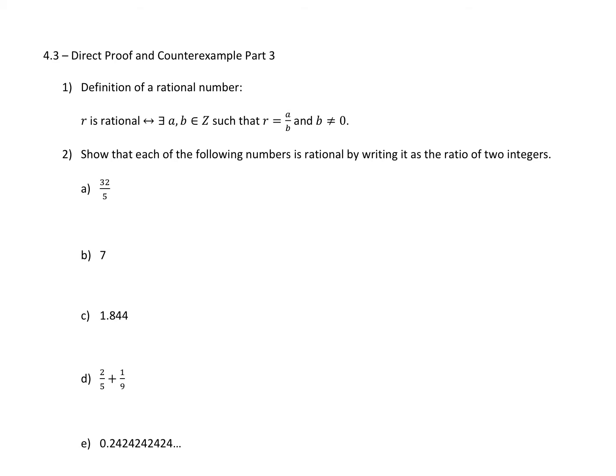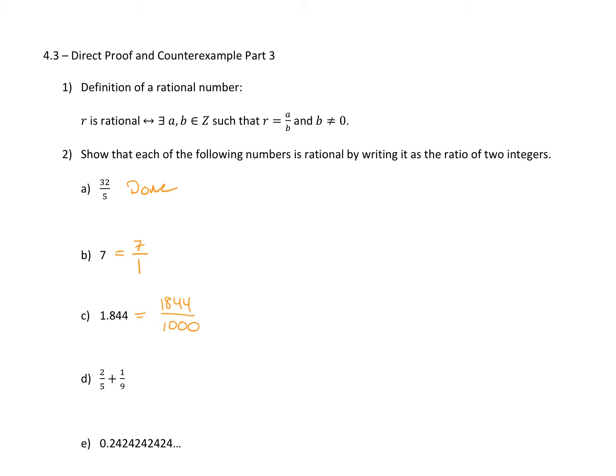All right, so we're going to apply this definition to show that each of the following numbers is rational by writing it as the ratio of two integers. 32 over 5, 32 fifths, that's done. It's already written as the ratio of two integers. 7, we can write as the ratio of two integers by writing it as 7 over 1. 1.844, we can write as the ratio of two integers by doing 1,844 divided by 1,000.